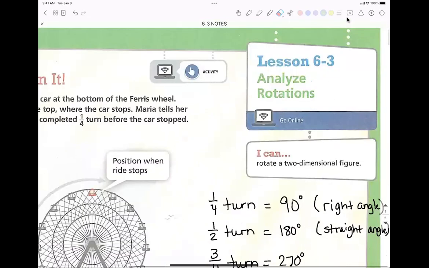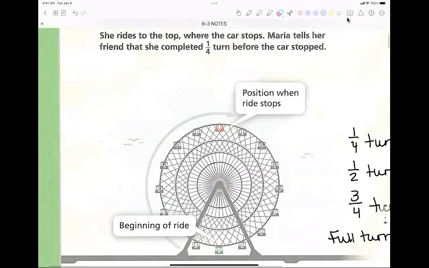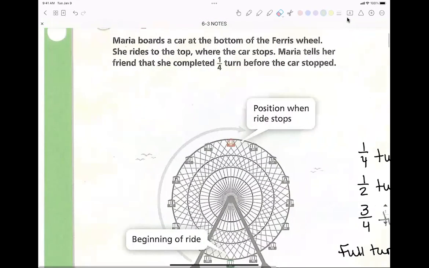So, all right. The first thing we're going to talk about is this Ferris wheel. It says Maria boards a car at the bottom of the Ferris wheel. She rides to the top where the car stops. Maria tells her friend that she completed 1/4 of a turn. Is she correct? What do you guys think?